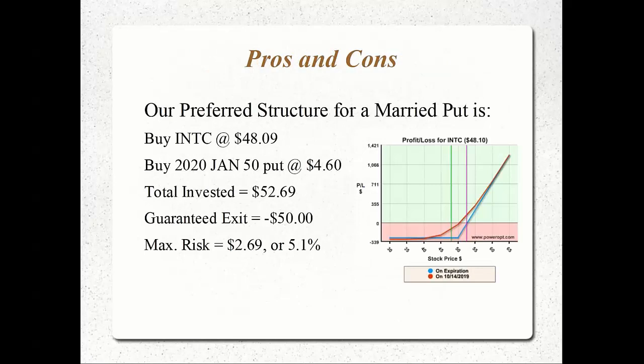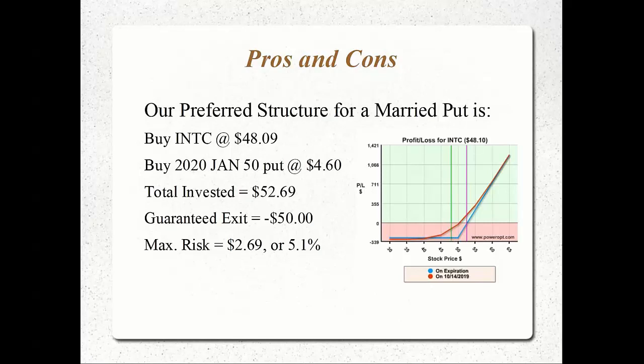All right. Now, our preferred structure, the radioactive trade for the married puts: I might look to buy Intel today. It came up on the married put search after I received Lance's email. I might buy Intel at 48.09, and following the radioactive trading techniques, buy a January 50 strike put, priced right now at 4.60. My total invested is 52.69. My apologies. But remember, the put gives me a guarantee. Unlike a stop order, I can get out at 50.